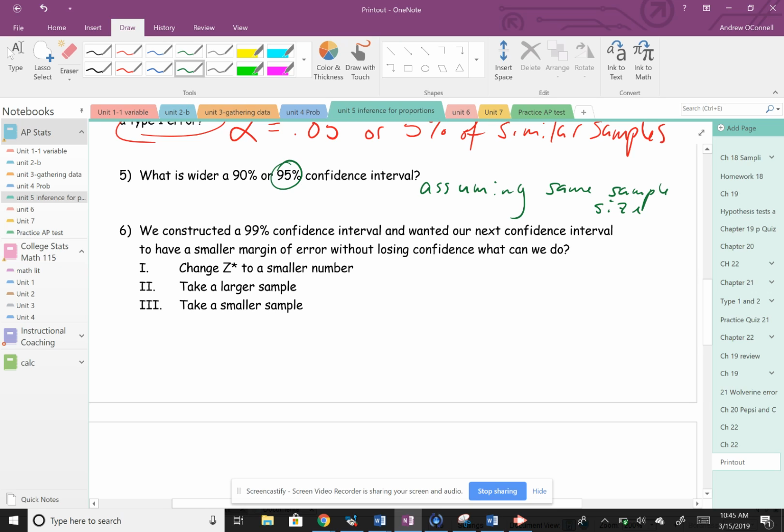Six, we constructed a 99% confidence interval and wanted our next confidence interval to have a smaller margin without losing confidence. So if I'm not going to lose any confidence, I cannot change that z. So if you want to go from a large margin to a smaller margin, you're going to take more samples. Think about it like if you really wanted to know what proportion of teenagers like Justin Bieber, I can get a decent idea by asking my class, but if I take a larger sample, I'll have a better idea. I have a much better idea if I ask 12, 15, 20, 100 classes.